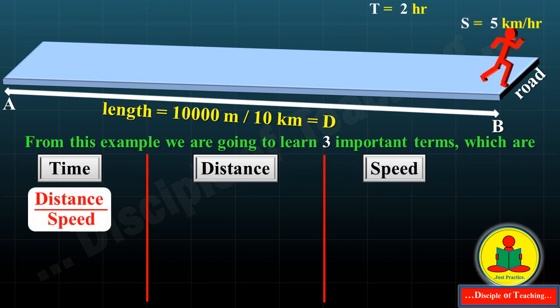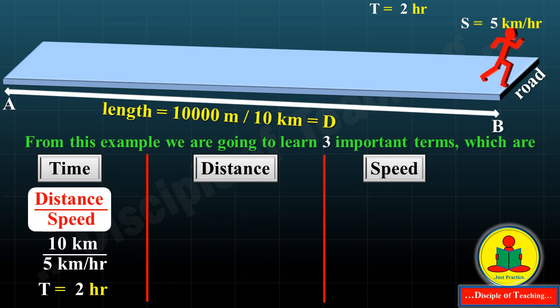Here time is equal to distance divided by speed. Here distance is the length of the road, 10 km. Speed is the running person's speed, 5 km per hour. On cancelling the values we get time is equal to 2 hours, which means the person takes 2 hours of time to finish the journey from A to B of length 10 km with a speed of 5 km per hour.